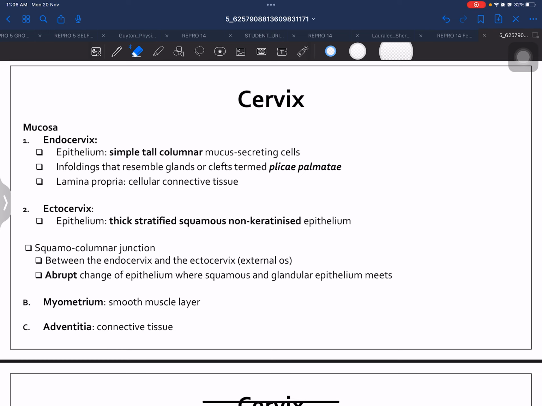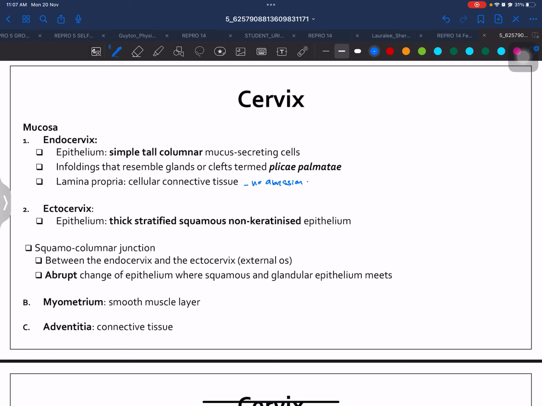So dekat dalam endocervix tak ada abrasion. Ectocervix ada abrasion, ada tear and wear. Sebab tu dia ada perbezaan. You just need to remember this: endo dekat dalam, ecto dekat luar. Endo is simple columnar, ecto is stratified squamous non-keratinized.